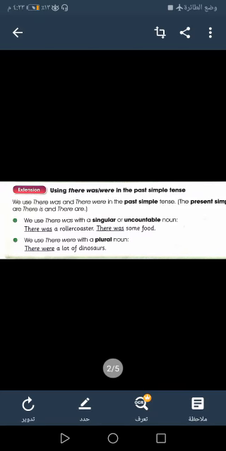The first green label, we use there was with a singular or uncountable noun. What is the meaning of singular? Singular form is used to talk about one person or one thing. What is the meaning of uncountable? Uncountable doesn't have a plural, like milk, sugar, oil. This is an uncountable noun.